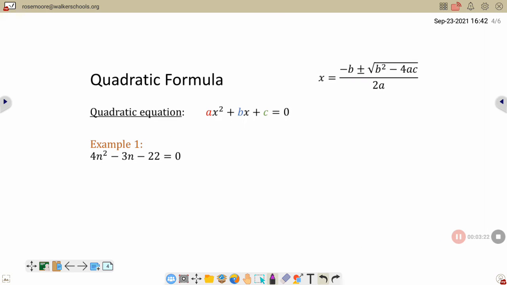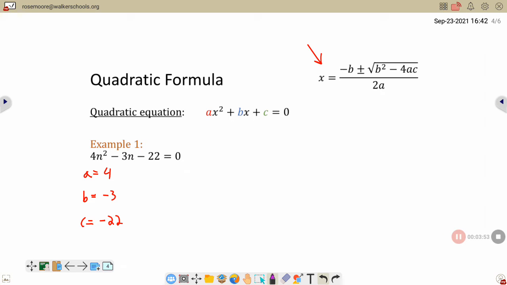These are going to be exactly the same as yesterday, except there's a little twist at the end. So again, we're going to have A equals, B equals, and C equals. A is our leading coefficient 4. B is negative 3, and C is negative 22. Again, I'm using my quadratic formula to find what x, in this case n, the variable, is equal to.